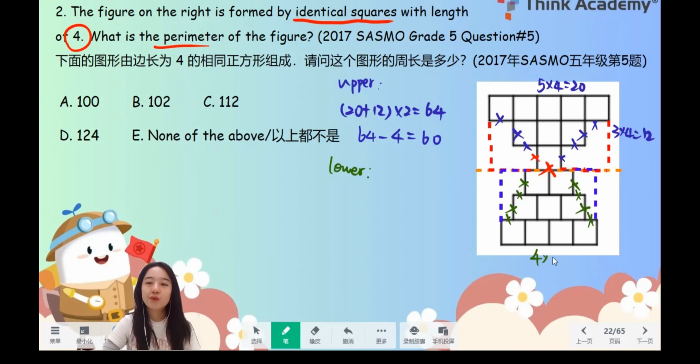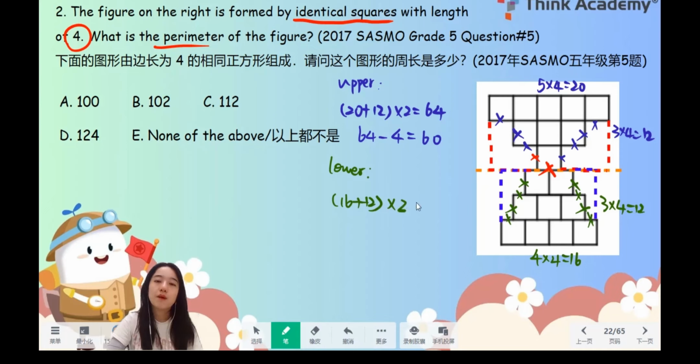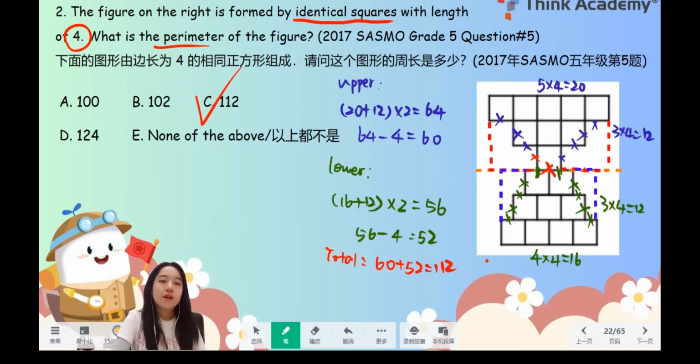The length is 4 times 4 equals 16, and the width is 3 times 4 equals 12. So its perimeter should be (16 plus 12) multiplied by 2 equals 56. But still, we need to remember to take away the short part, which is 4. So it is 52. Then to find the whole irregular shape's perimeter, we just need to add the two parts together, which is 112. In this way, we can get the perimeter really quickly.